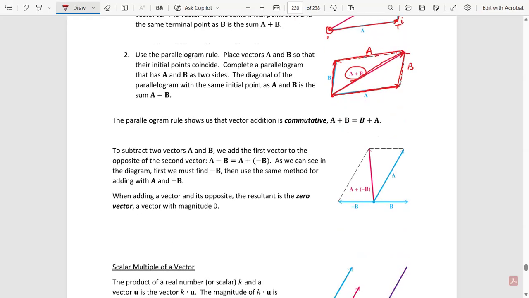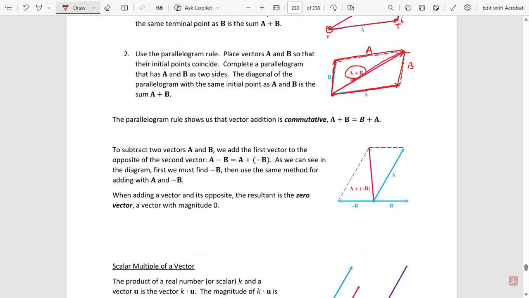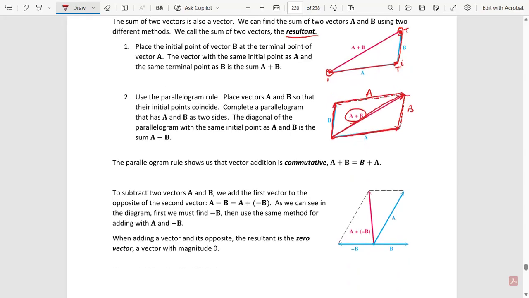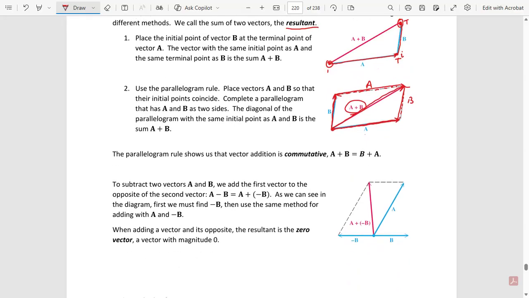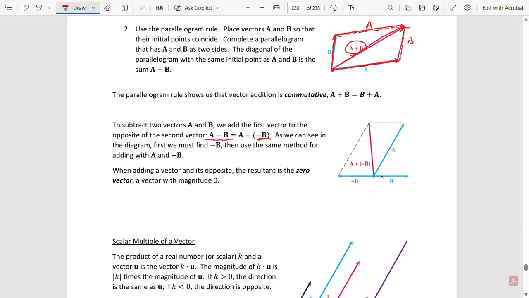How do we subtract two vectors? For subtracting, we also use the method that we learned for adding, but this time we add one vector with the opposite of the second vector. Instead of saying subtracting vector A and vector B, we say we are adding vector A with the opposite of vector B. So we have two vectors, A and B. If you want to subtract, you have to find the opposite of vector B. Opposite means the same length with the opposite direction. And then use one of those methods, or the parallelogram rule, to find the sum of A and the opposite of B.